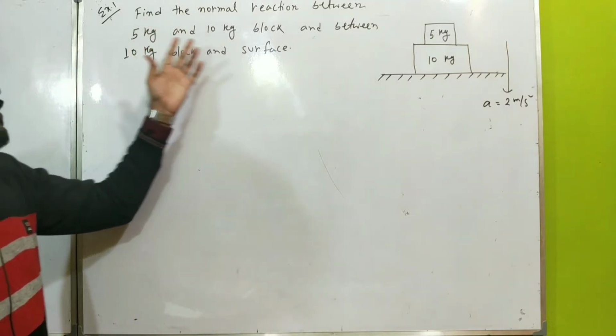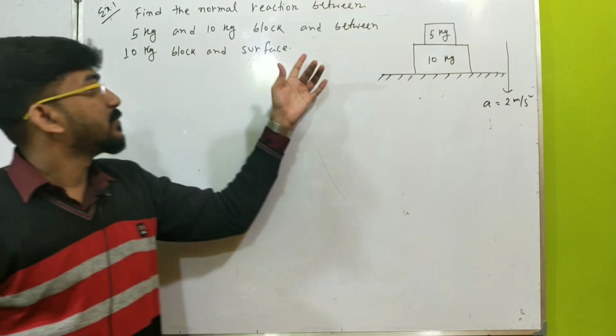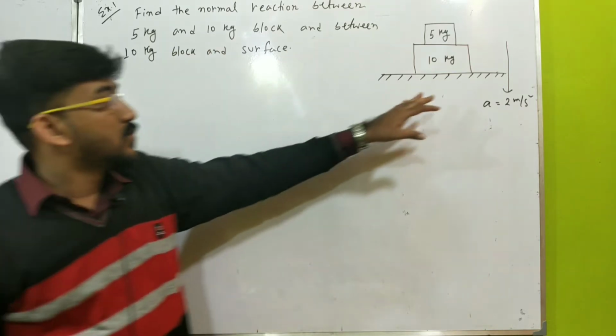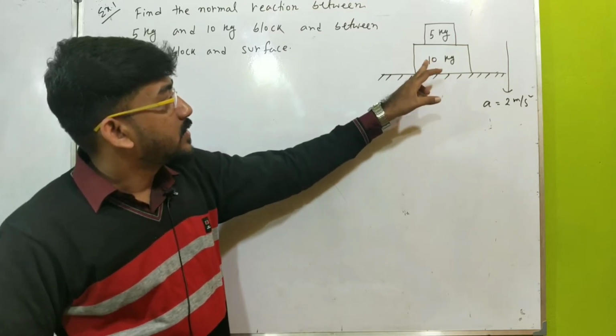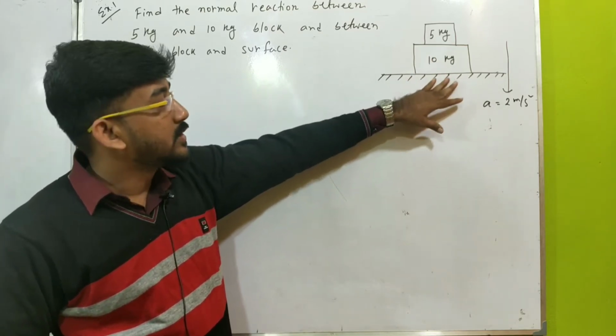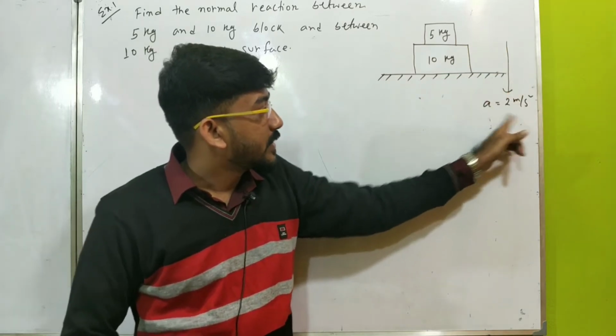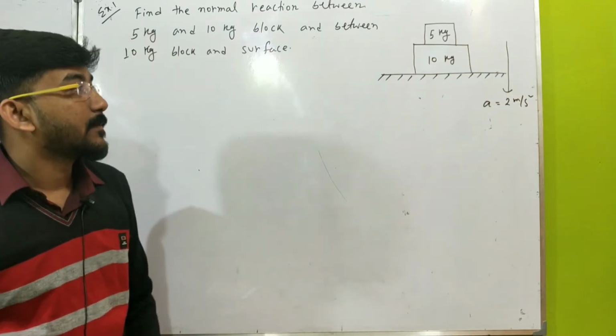Okay, so now let me solve this question. Here the question is, find the normal reaction between 5 kg and 10 kg block and between 1 kg block and surface. So here is the system. Here this is the surface. Actually this is not the rest surface, this is a moving surface, and the surface is moving downwards with acceleration a equal to 2 meter per second squared.